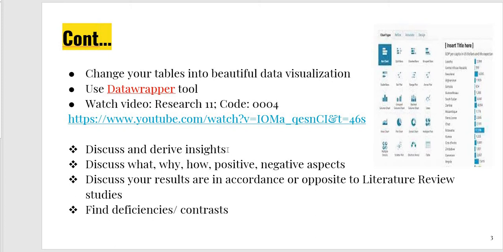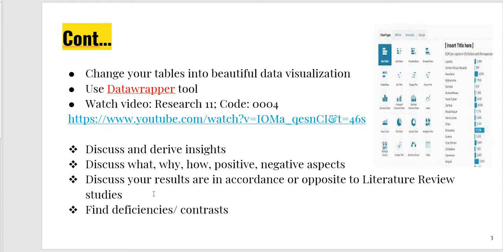Discuss and derive insights. While you are writing this chapter, you will discuss its different dimensions. You will find out the hidden meanings of your data, hidden insights. Discuss what, how, when, positive and negative aspects. Why have you found such type of data, and what are its knowledge patterns, its positive impacts, its negative impacts. You will also discuss limitations and weaknesses of your data.